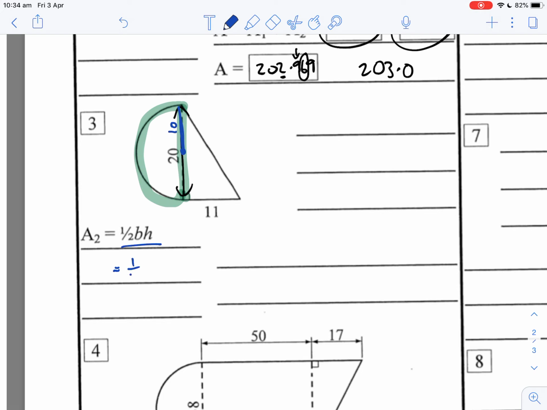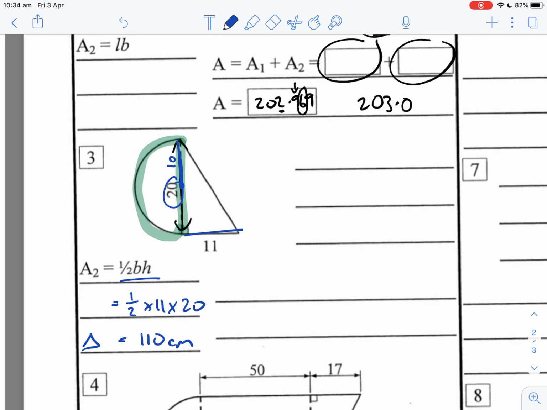So, that's the triangle, half base times height. So half my base in my triangle is 11, so times 11, times my height of that triangle, which was my 20. That's going to give me that triangle, so half times 11 times 20 will give me 110, and that was for the triangle actually. And for the semicircle, I'll put a little thing there, then that would be pi r squared times half, because we've only got half of the shape.